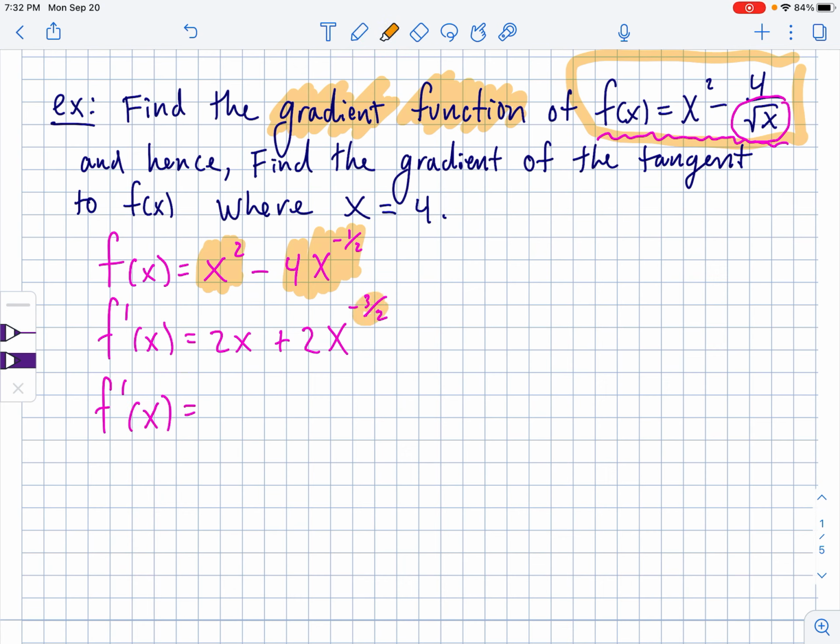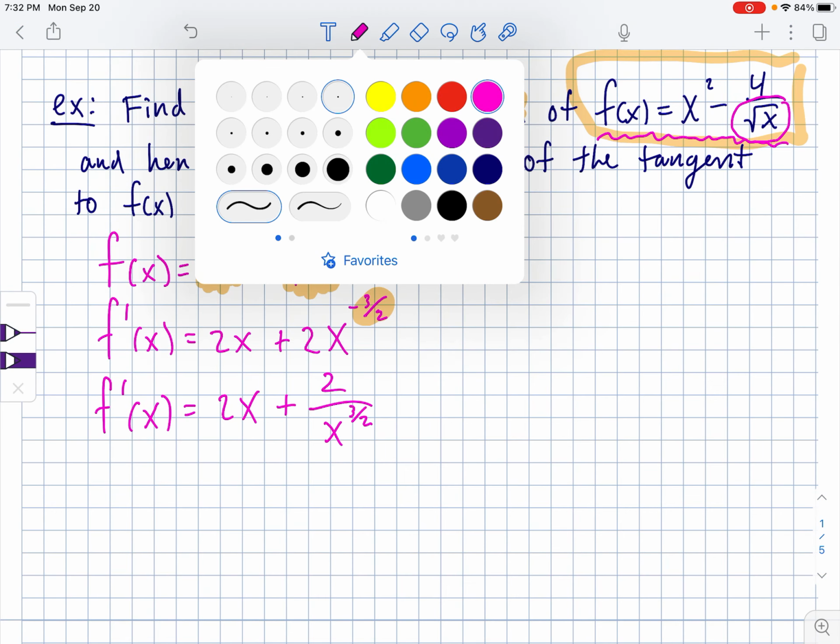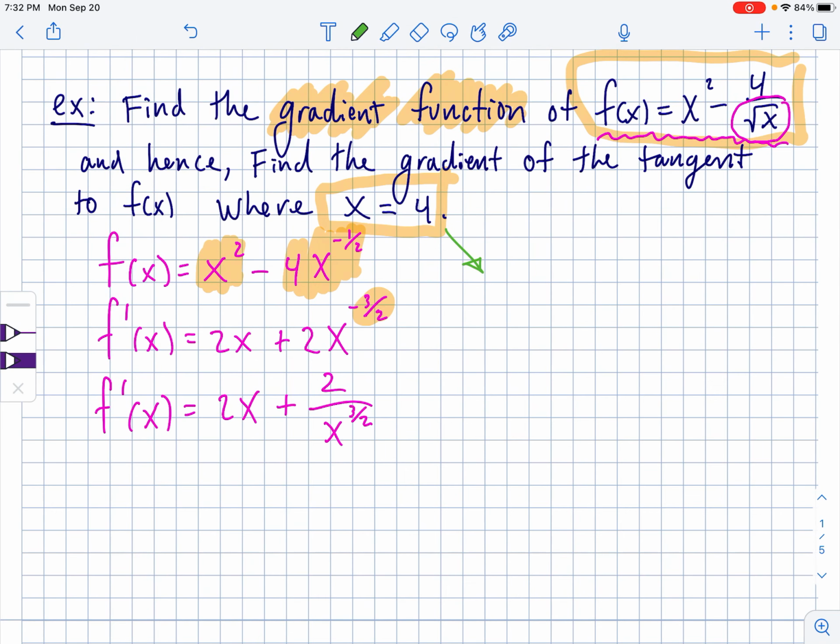Now, we agreed last class that we're not going to leave negative exponents in final answers. So the 2x is chill, but then we need to move that x to the 3/2 to the denominator. So this is 2 over x to the 3/2. Now, they ask us to find the gradient of the tangent to f of x where x is equal to 4. For this piece, we're going to plug that in to the derivative we found.